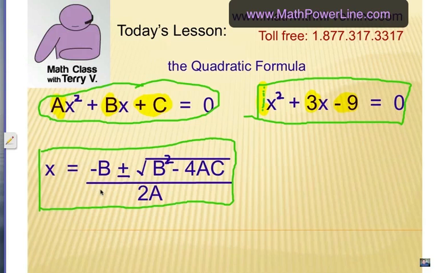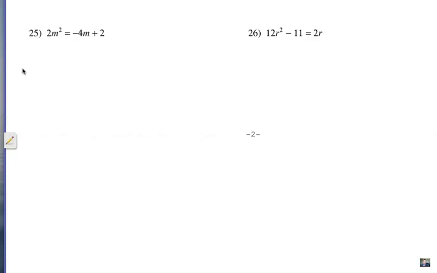Now I'm going to have you try 2 examples. Let's take a look. For 25 and 26, the first thing I need to do is get everything over to the left side and set it equal to 0. Now, you already know that this video is about using the quadratic formula. So let me just talk through that for a second.